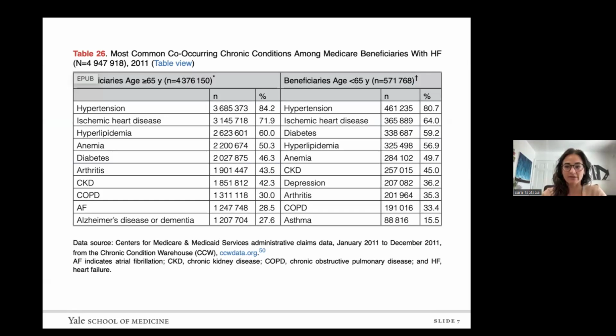So just briefly, here's an overview from that 2022 guidelines chart that tells us the most common co-occurring chronic conditions among Medicare beneficiaries with heart failure. Along the left-hand panel, you'll see those folks over 65. Hypertension is high on that list, along with anemia, diabetes, CKD. And then for beneficiaries under 65 on the right-hand panel, hypertension again is number 1, then diabetes, anemia, CKD, depression. So it's very common that we're going to see many of these comorbidities along with others in our patients with heart failure.